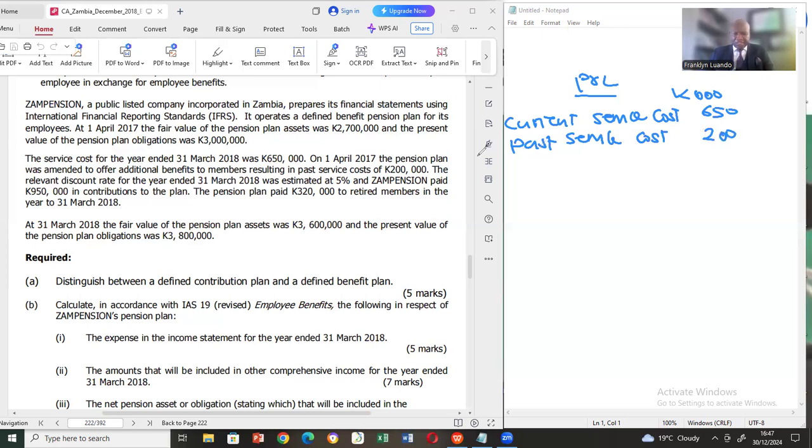And now we have net interest. Net interest, it is a cost because the obligation is more. The obligation is 160. Under the asset, it's 135. So there is a cost of 25. So these will be P&L 875.